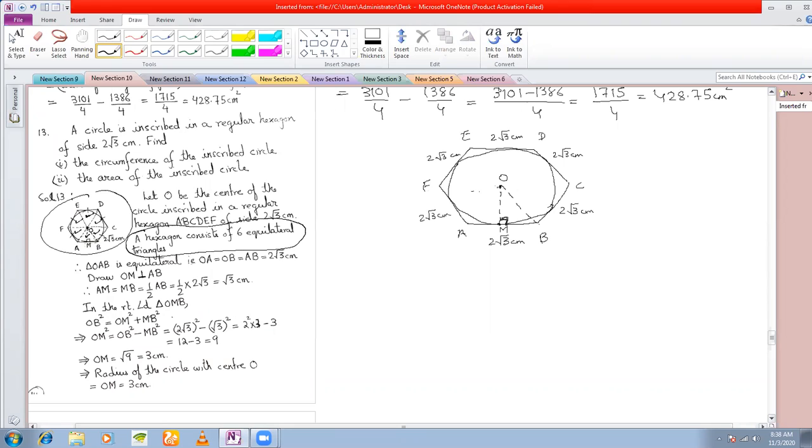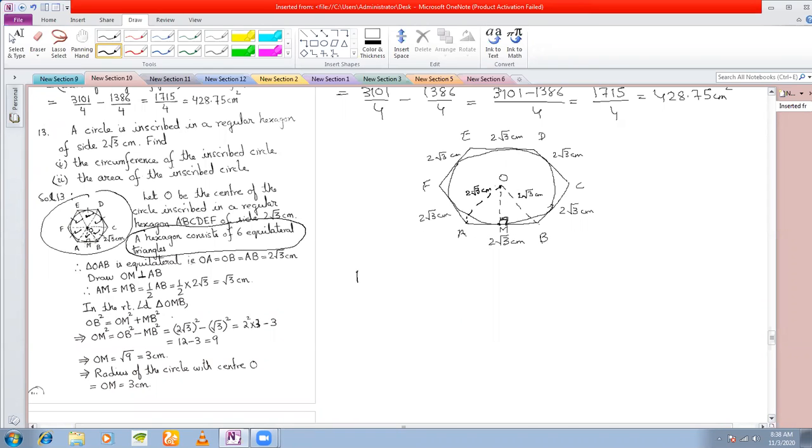So that means if I join OA also, OAB is an equilateral triangle. And what are the sides of this equilateral triangle? This is 2 root 3. This also has to be 2 root 3. This also has to be 2 root 3. Right? So now, can we find the radius OM? Yes, we can find out. How can we find out?